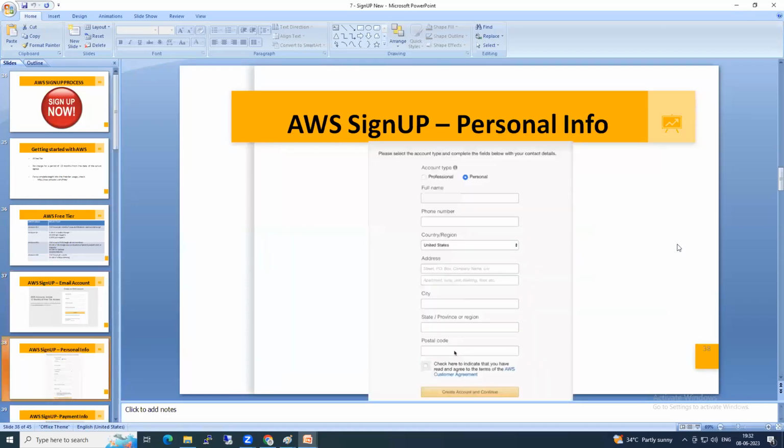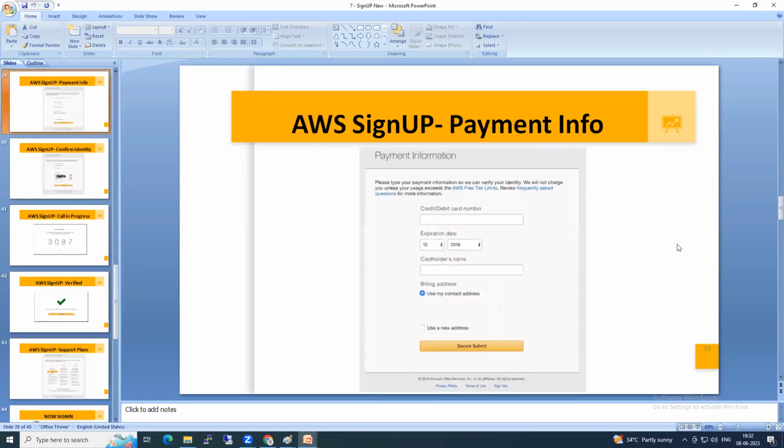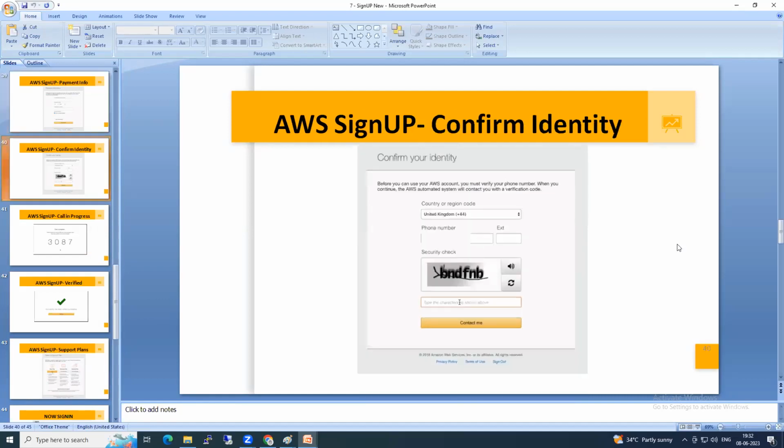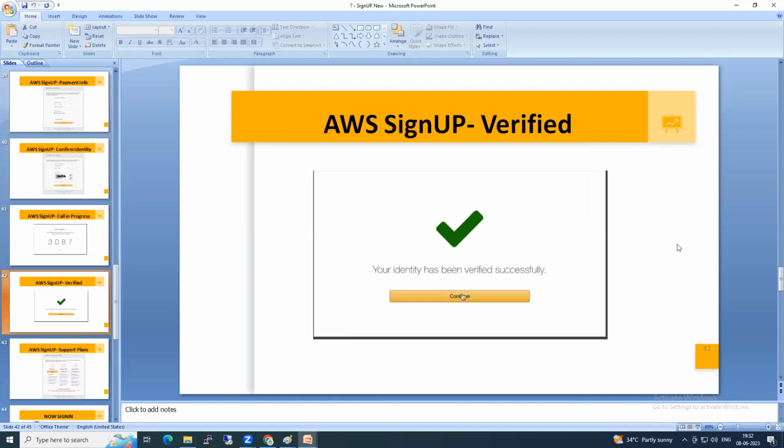And then it will ask, is it professional or personal? So select personal and provide all the details normally. It will ask for credit card or debit card details. Give your proper debit card details and the numbers. It will ask for the OTP and all. Done, and then finish it.